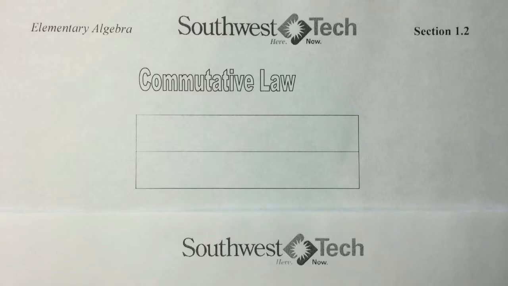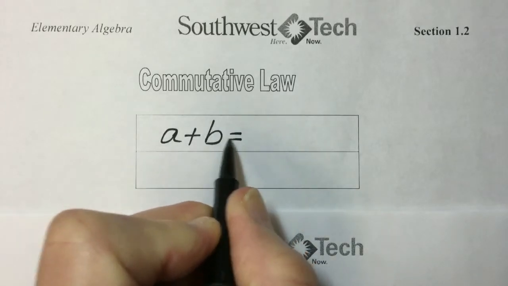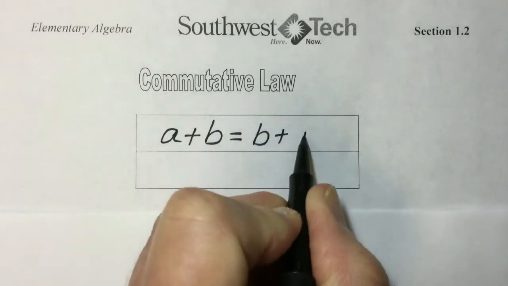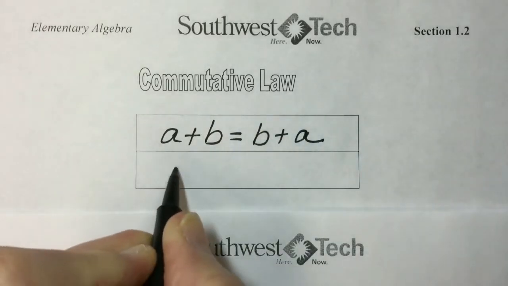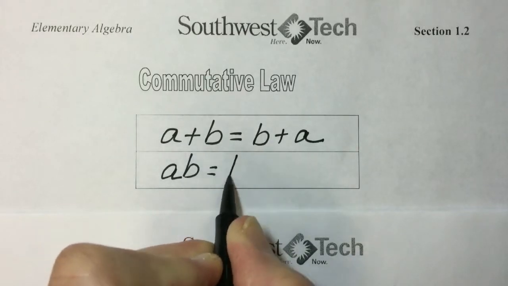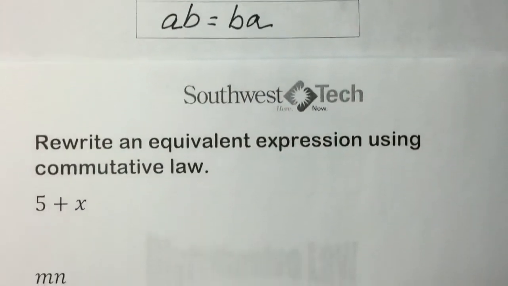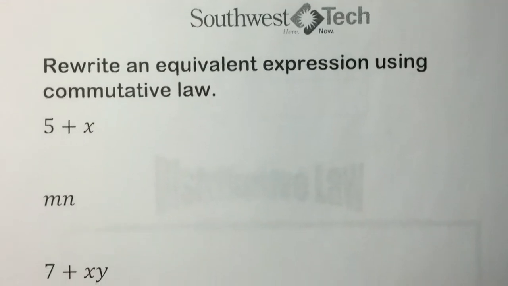Changing the order in addition or multiplication does not change the results. We call this the commutative law. For addition, a plus b is the same as b plus a, and for multiplication, a times b is equivalent to b times a. The commutative law enables us to write equivalent expressions that will simplify our work.